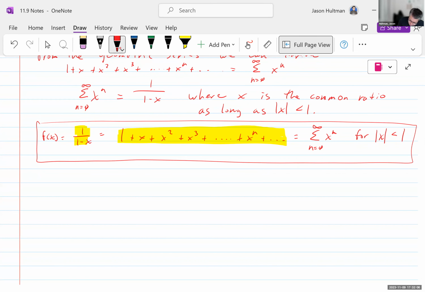Let's use this idea to express the function 1 over 1 plus x squared as a power series. Well, I can think of this 1 over 1 plus x squared and put it in terms of what we have above here, I would go 1 over 1 minus negative x squared.